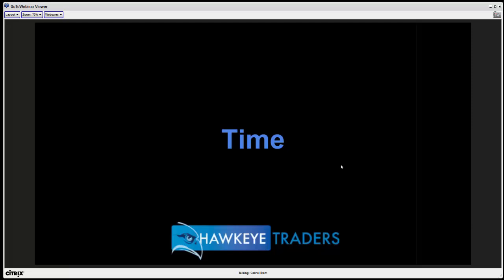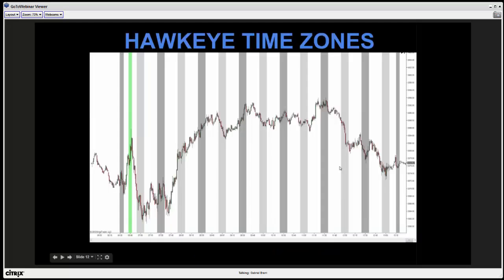Now, as we're looking at our markets and as we're looking at the y-axis, I think it's also important to put in the x-axis, okay?